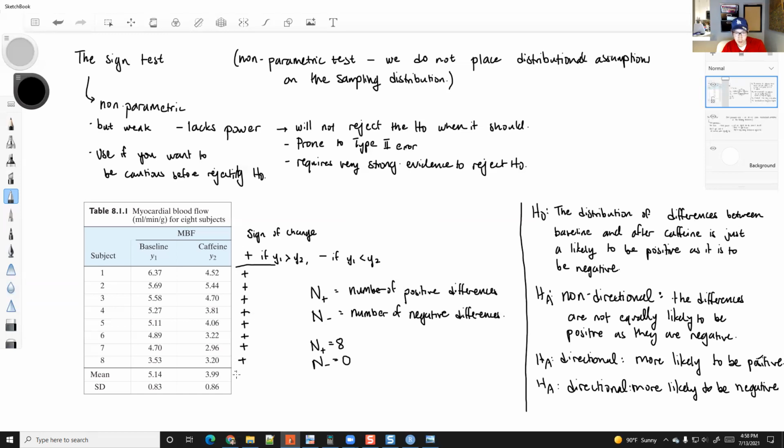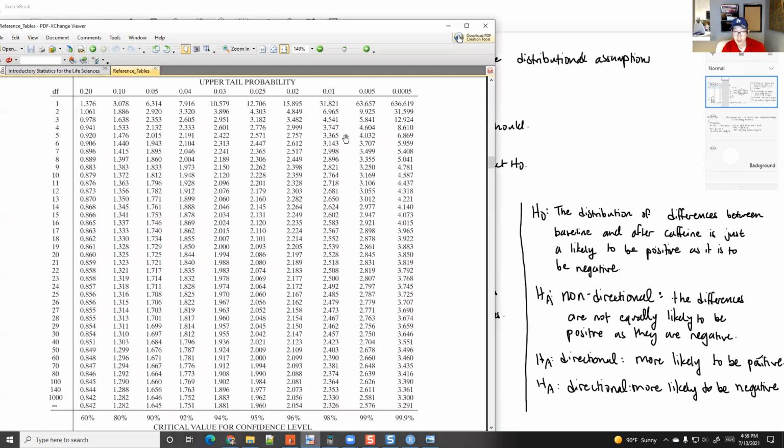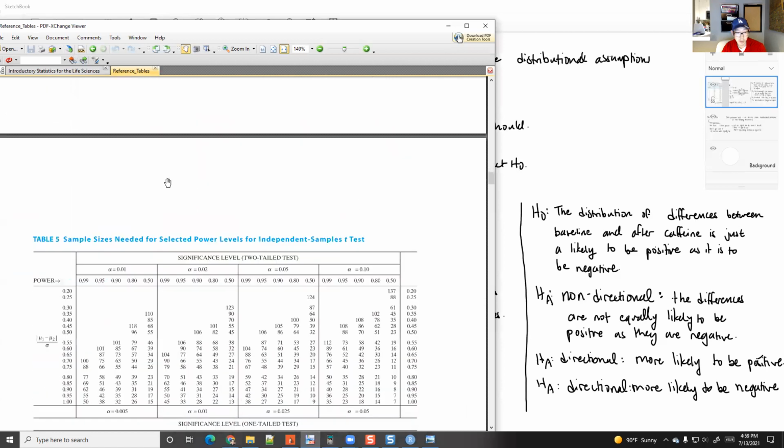Okay, and so you go through, and in our case, we have 8. For a non-directional test, you use the larger one. So for non-directional, the test statistic is the larger of n positive and n negative. So we're going to use 8. And then at this point, we will go to a reference table.